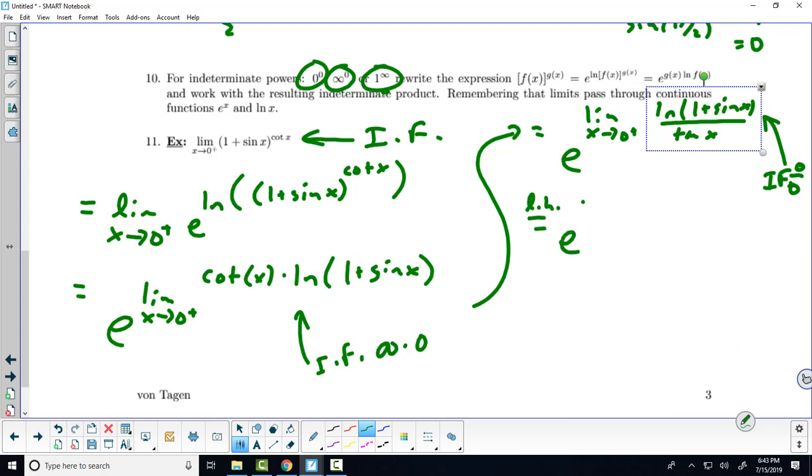This gives us e to the limit as x approaches 0 to the right. So notice this e to the limit part is just kind of tagging along for right now. Here I apply L'Hopital's Rule. Taking the derivative of the numerator, that's 1 over 1 plus the sine of x times the cosine of x by the chain rule, all divided by the secant squared of x.